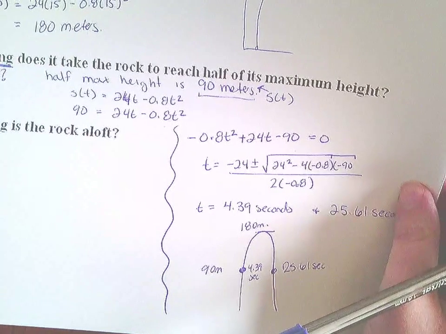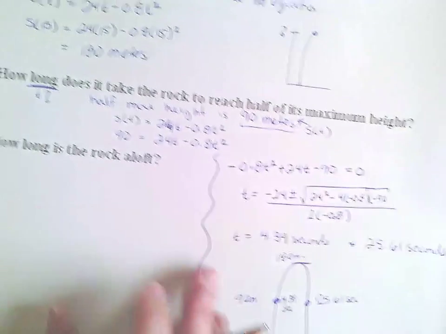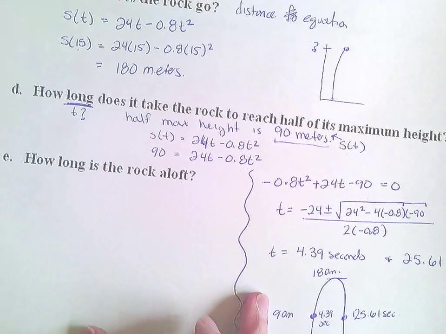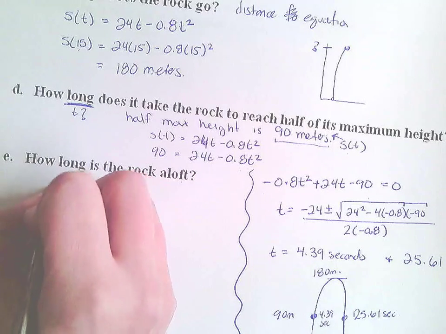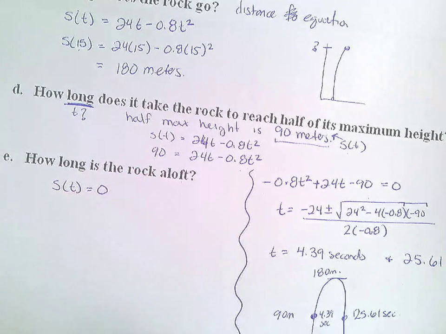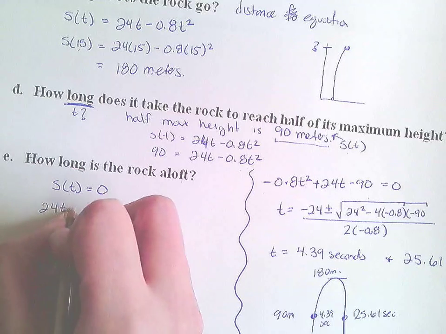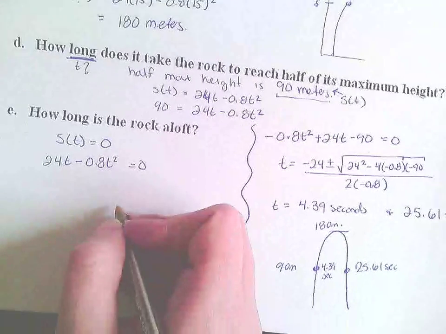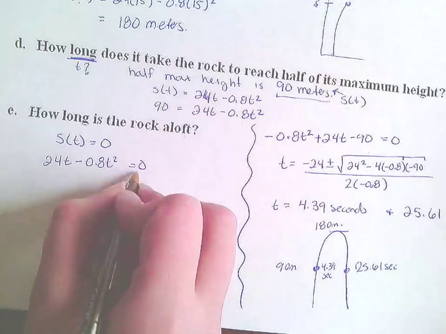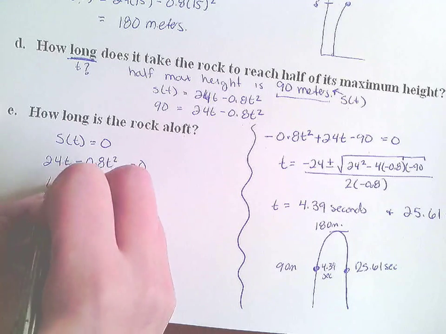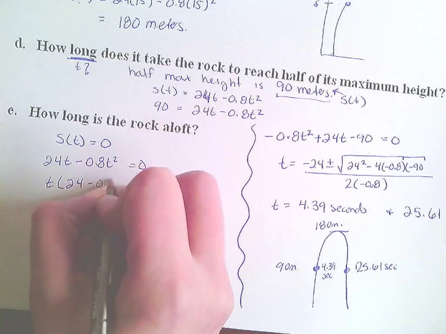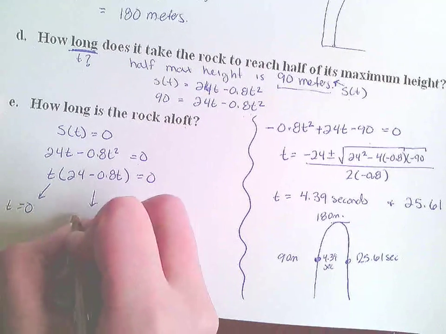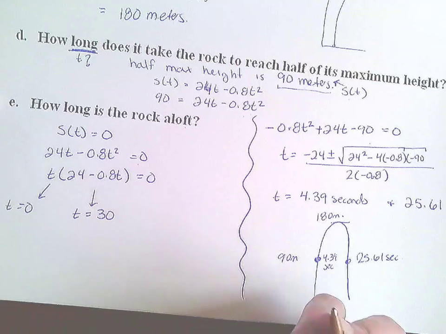Okay, how long is the rock aloft? That means basically how long before the rock comes back to the ground. So when is S of t 0? So you set this up, 24t minus 0.8t squared equals 0. And you solve this. Now because this is set equal to 0, we can take out a t. So this is t times 24 minus 0.8t equals 0. Zero product property, t equals 0. And here t equals 30.